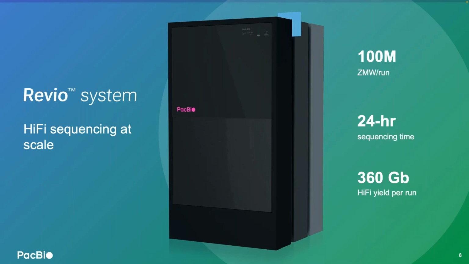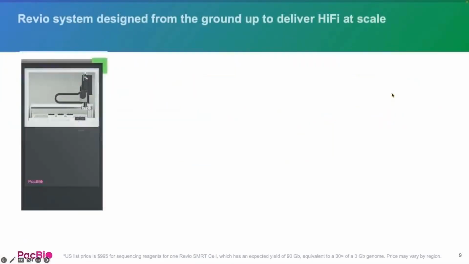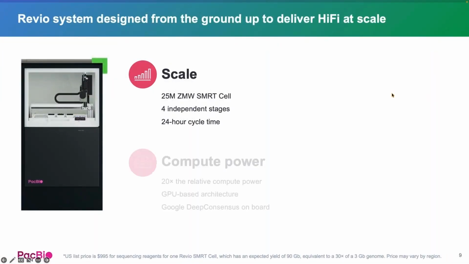And the run times are 24 hours versus the previous 30-hour run times. And the HiFi yield per run is 360 gigabases compared to previously with the Sequel IIe, it's somewhere around 30 gigabases. So this really was designed from the ground up to deliver HiFi at scale.